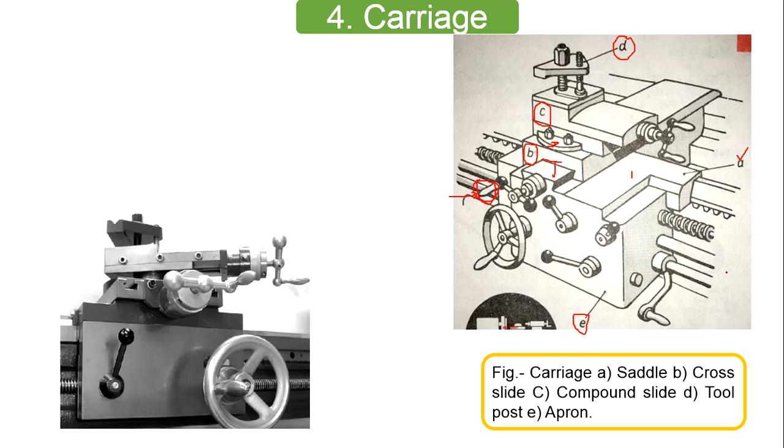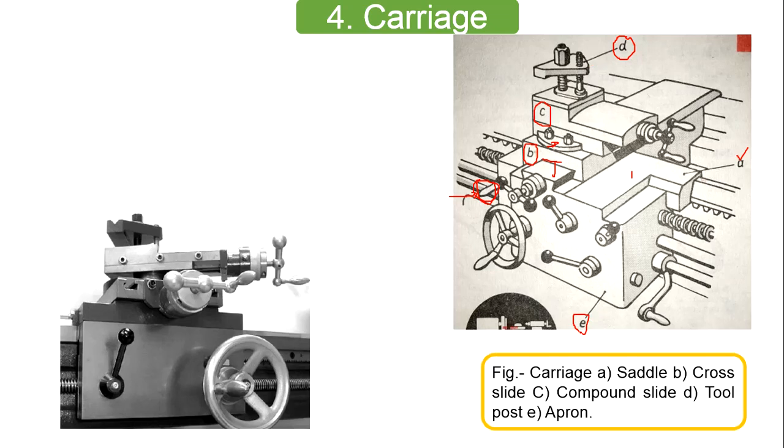Okay, so the first part is your saddle, which moves on the bed. The second part, B, is the cross slide, which gives the perpendicular motion. C is the compound slide, which can be swiveled to the required angle. Then D is your tool post, on which you can mount the tool of the lathe machine.